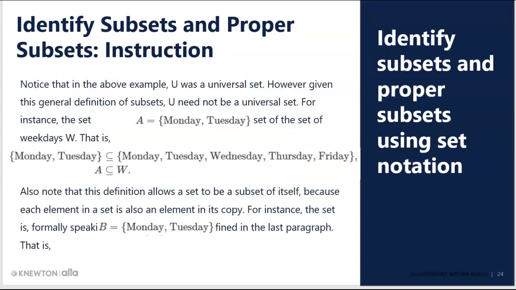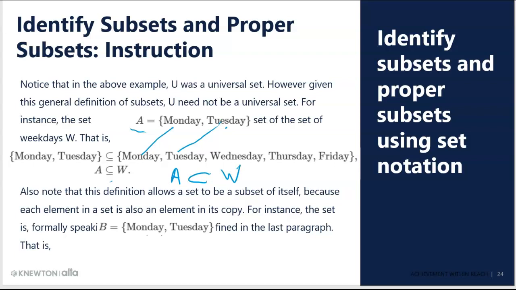U doesn't need to be a universal set, is what this is saying to us here. You can talk about the subset of any set. If you wrote a new set A and just said that set was Monday, Tuesday, that set would be a subset of W. And it would also be true that A is a proper subset of W, without the equal sign, because there's 2 elements in A, and I can find each of them in W. There's 5 elements in W and only 2 in A, so it's actually a proper subset because it's smaller.